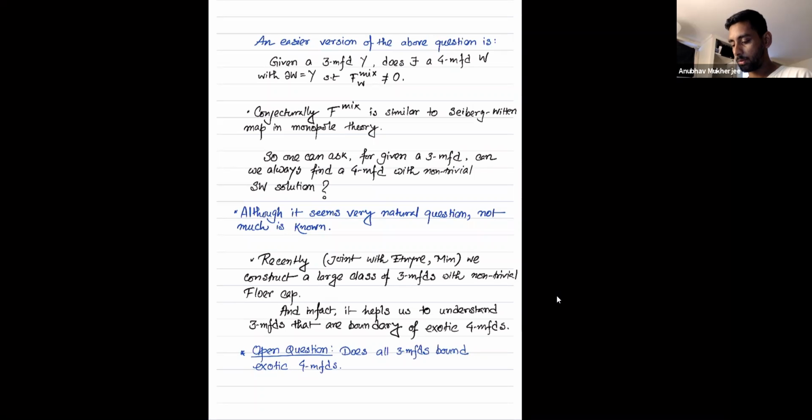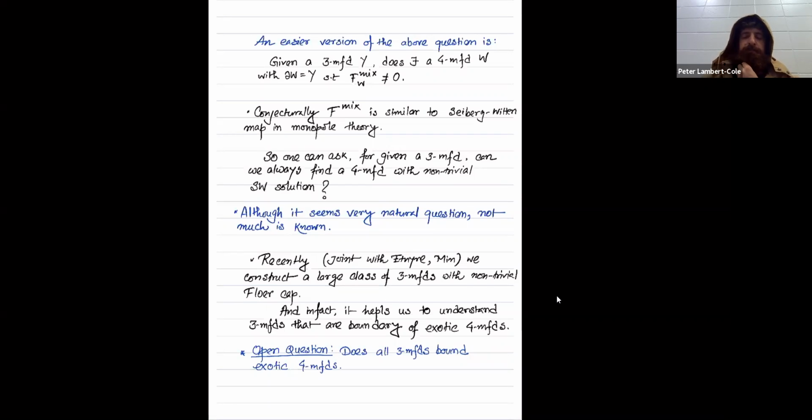So one interesting open question one could think of is, does every three-manifold bound an exotic four-manifold or not? The answer should be yes, but the problem is how do you prove that something is exotic? In order to prove something is exotic, you need something non-trivial, like either Seiberg-Witten or some kind of Floer map, some non-triviality of those things, and those are not at all obvious.